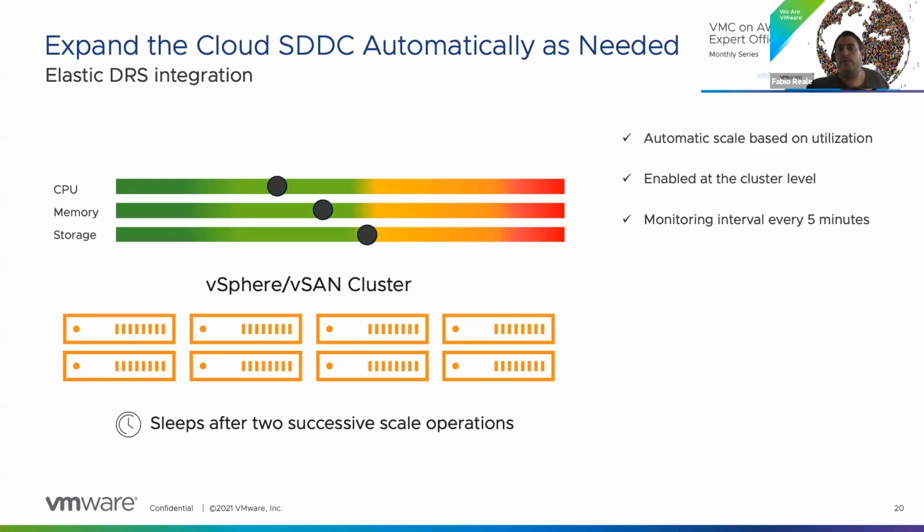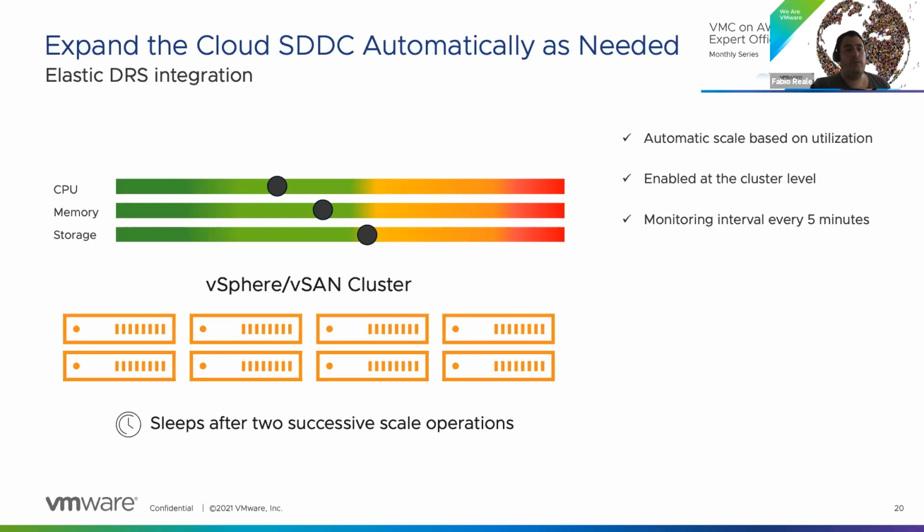As several of you probably know, on VMC we got not only the classic DRS, but the elastic DRS that will allow you to set several triggers to scale out your data center when that is needed. The EDRS takes care of your SDDC and scales out the number of hosts when needed based on your configuration. That can be enabled at every cluster level. So for every cluster, you can set up a different EDRS policy.